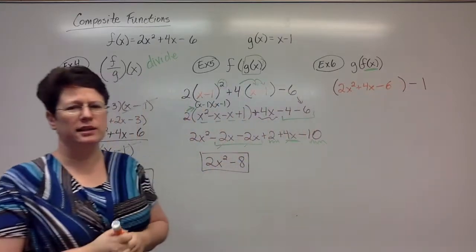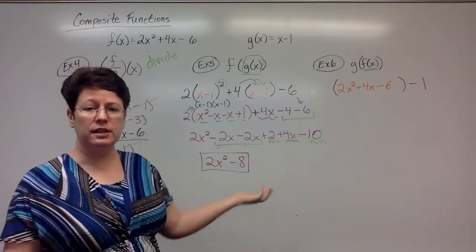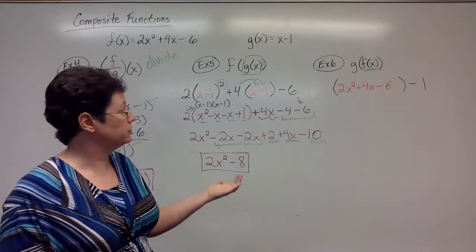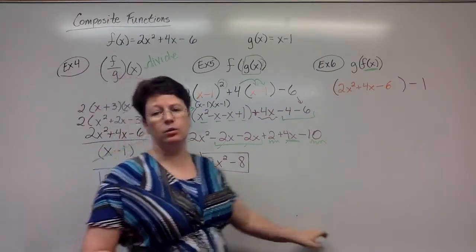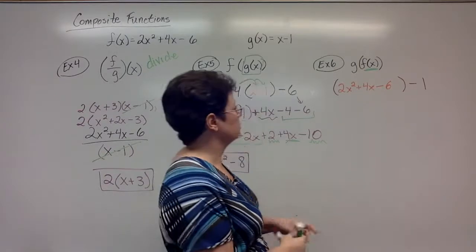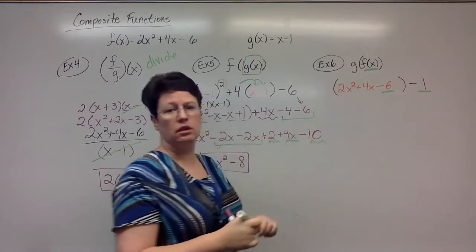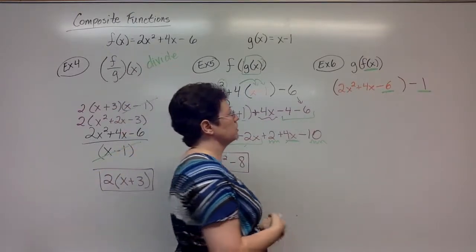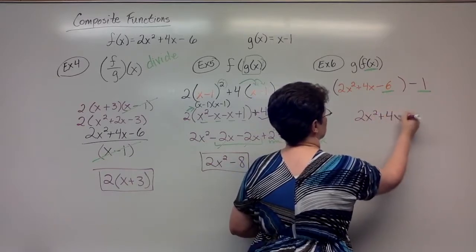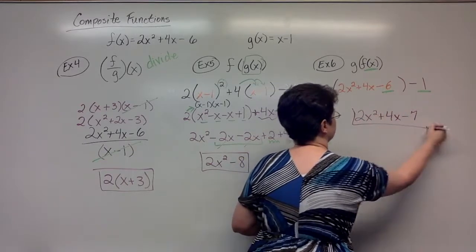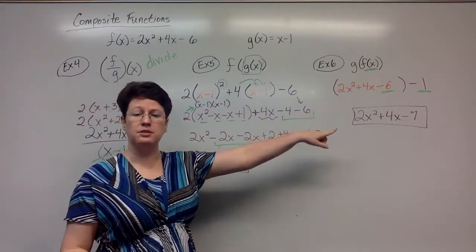Make sure you copy it down correctly. Don't do a Mrs. Boots and get it wrong. All right. Do I have anything squared? Nope. Do I have anything to distribute? Nope. Do I have anything? Well, we got some like terms, right? I see a negative 6 and a negative 1. So let's combine the like terms. So I have 2x squared plus 4x minus 7. All right, so that's the simplified polynomial for that composite function.